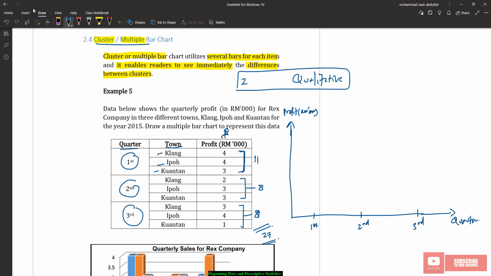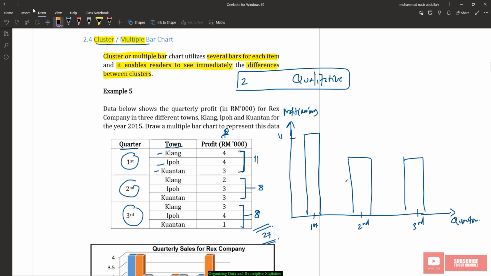Kalau kita nak buat simple bar graph, first quarter should be the highest, this one, the single bar representing 11, and this one should be representing 8, and this one also 8, right? This is for single or simple bar chart.